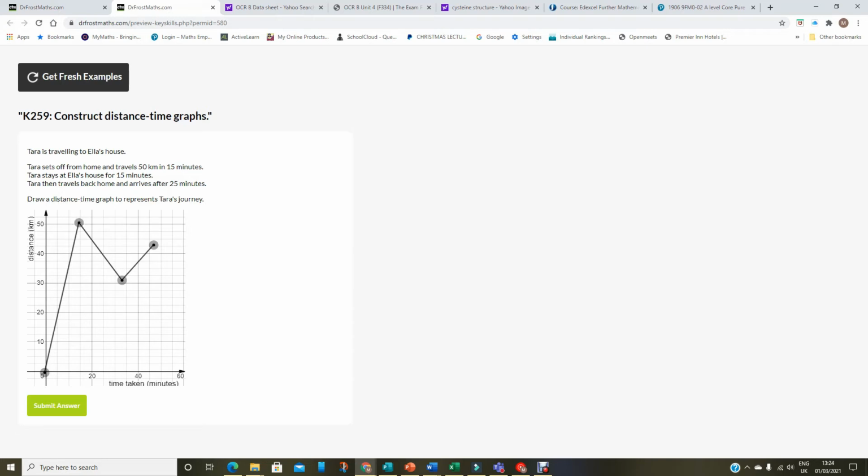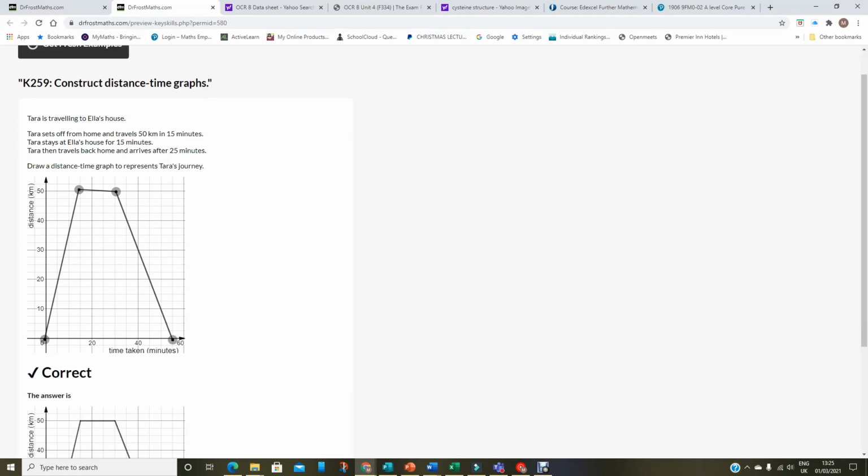It says Tara stays at Ella's house for 15 minutes. Well, like I just said before, each block is worth 5 minutes. But if she stayed there, she's left there, and then it says Tara travels home and arrives back after 25 minutes. Right, well, I might just look up here and say, okay, so there's my 5 blocks on from where I was, but I've gone all the way home, so I'm now back at the beginning. Okay, and you can see I'm a little bit out, but I'm hoping it's going to allow me that.